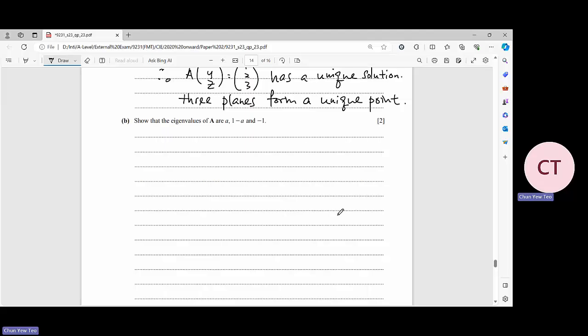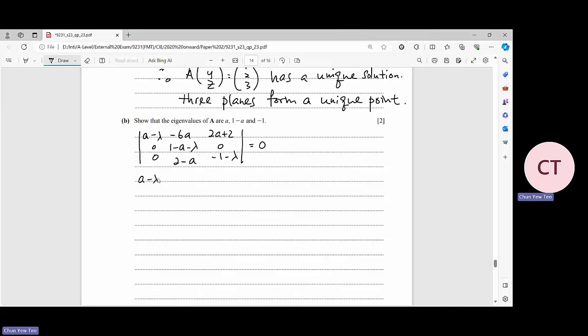Show that the eigenvalues of the matrix A are A, 1 minus A, and negative 1. Okay, so for this one, just take the matrix A minus lambda times the identity I, and you get this. 2A plus 2, 0, negative 1 minus lambda. That is equal to 0.